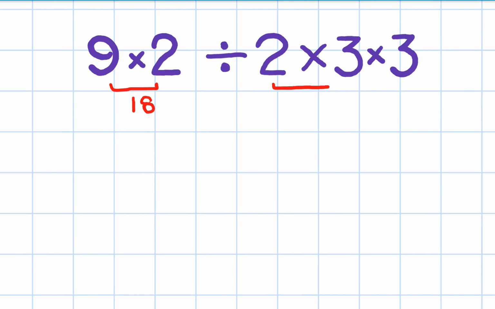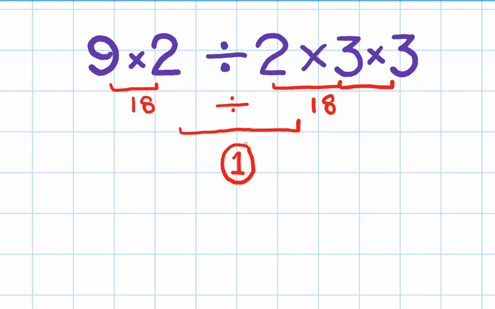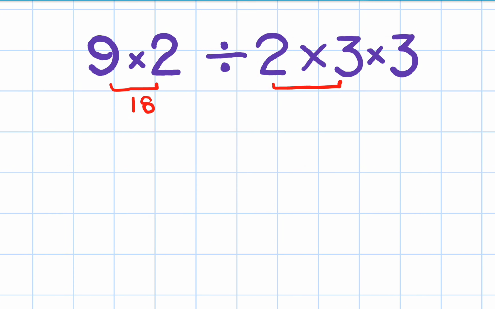2 times 3 is 6. 6 times 3 is 18. So we have 18 divided by 18, which will be equal to 1. So 1 will be our answer. But remember that it is not the correct way to solve because we have many mistakes in this question.